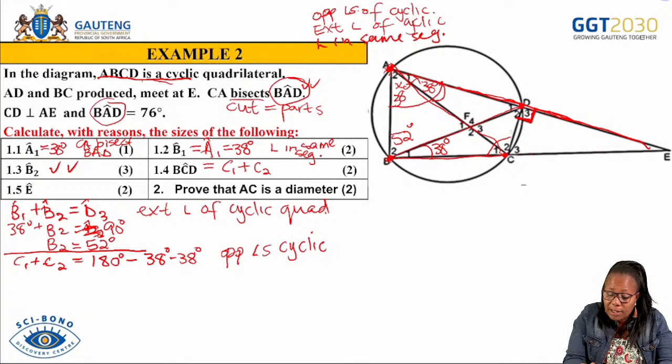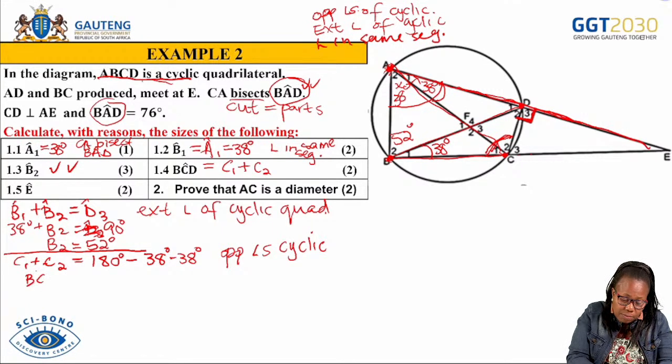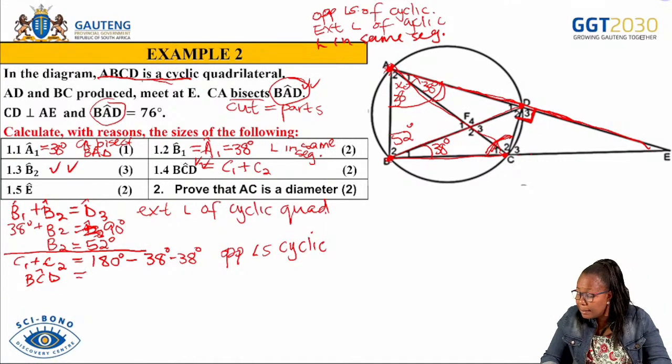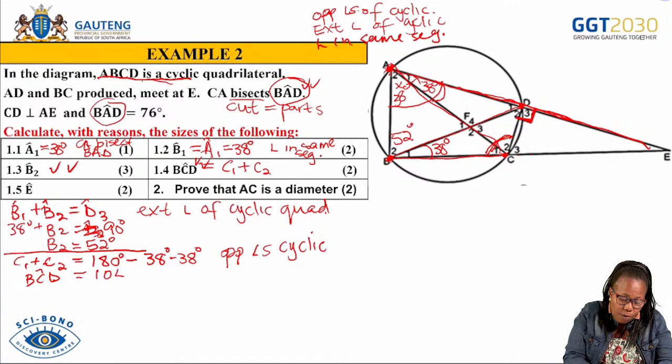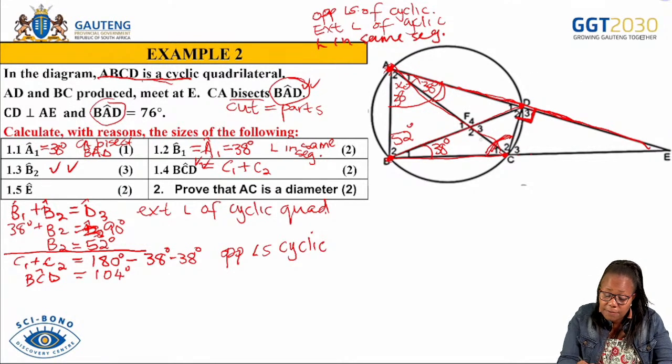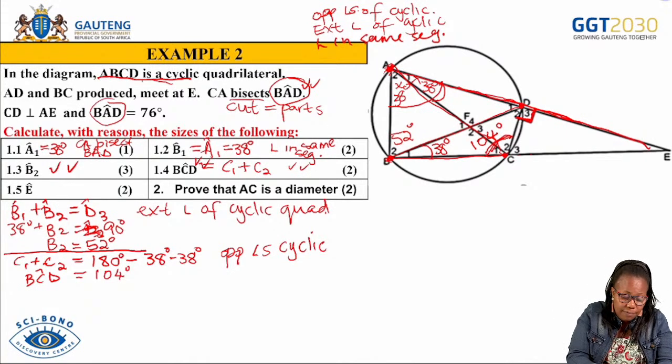So this angle here plus that one is equal to 180. So if I want this one, I will say 180 minus those two there. Then the C1 plus C2, remember, is representing BCD. I have indicated there. And then this will be 180 minus the 38 plus 38. Therefore, this is giving me 104 degrees. Therefore, this value of this angle will be 104 degrees. Okay, 1.4 answered.